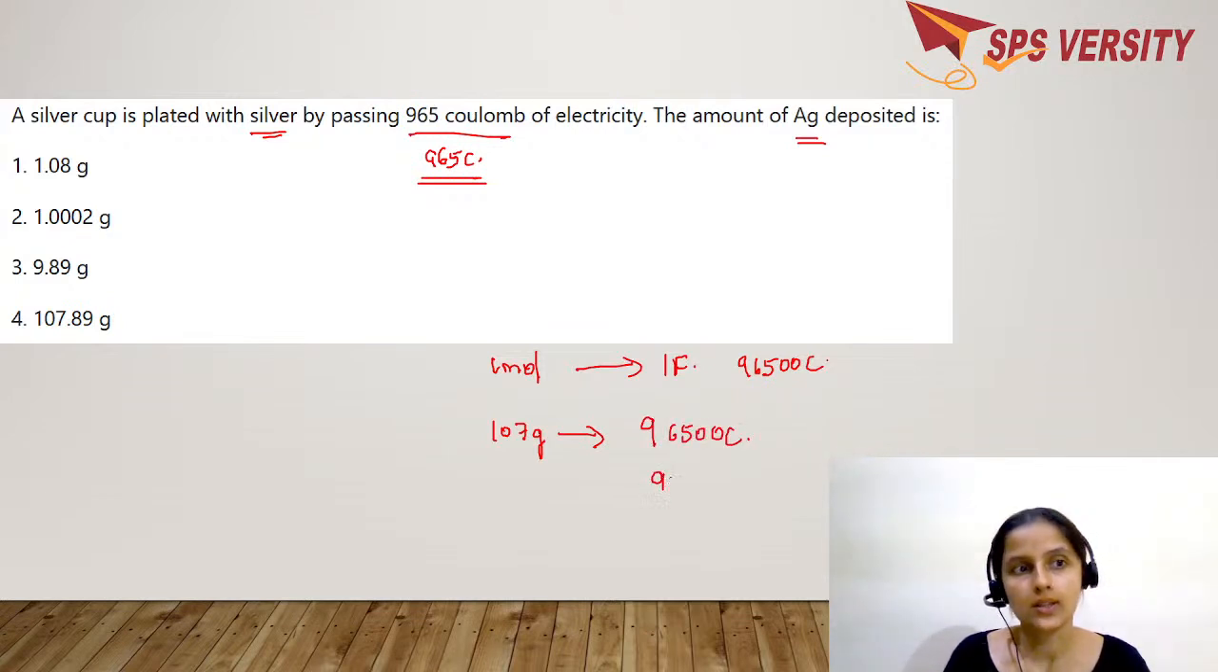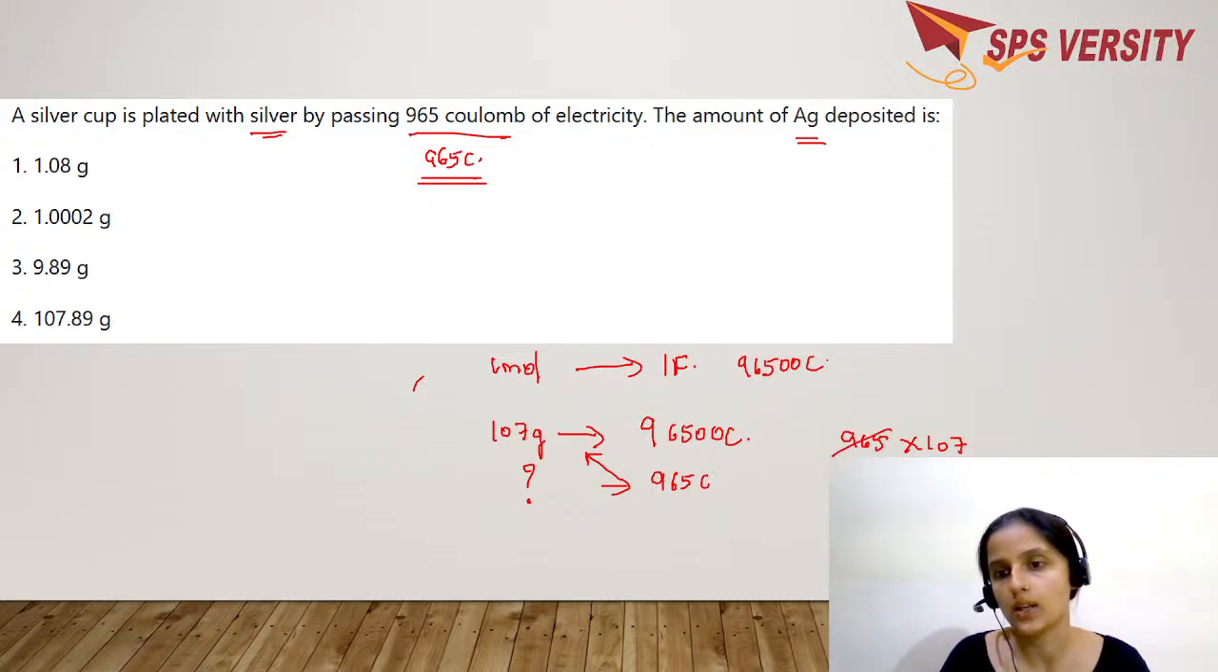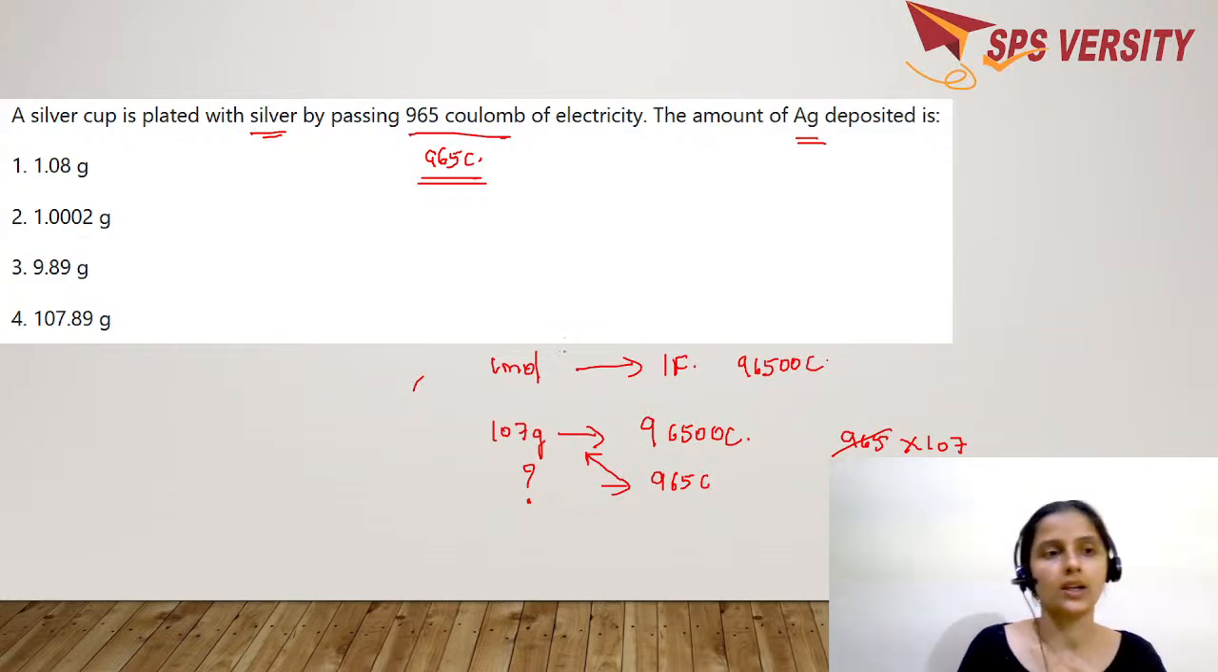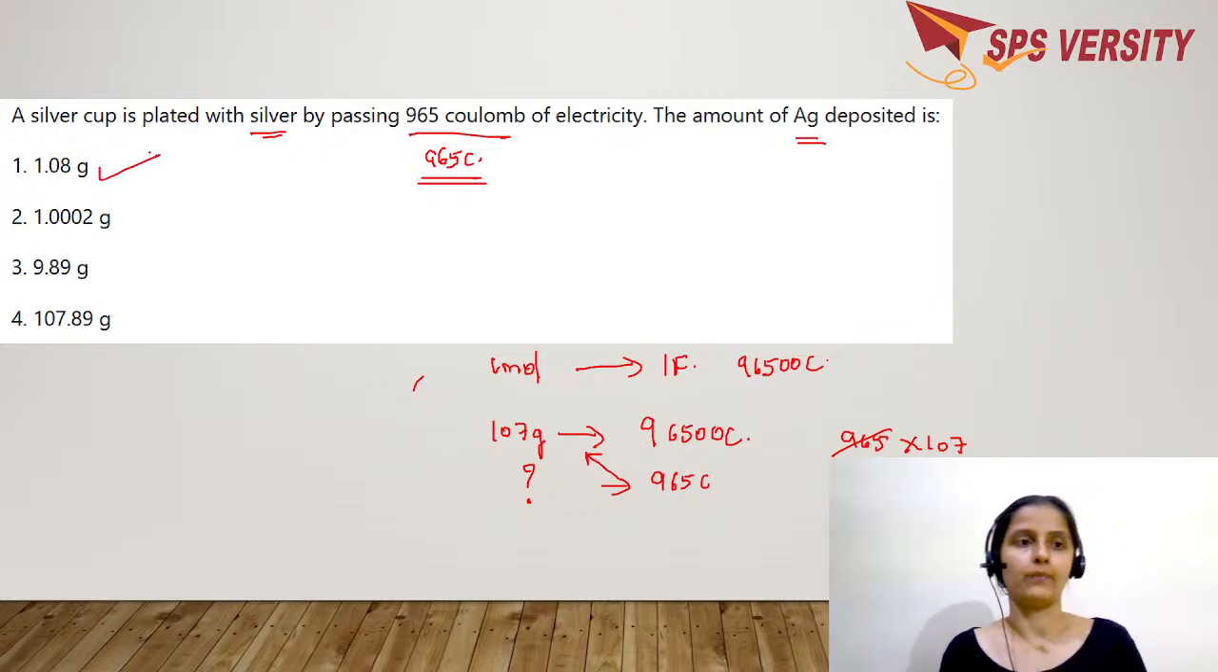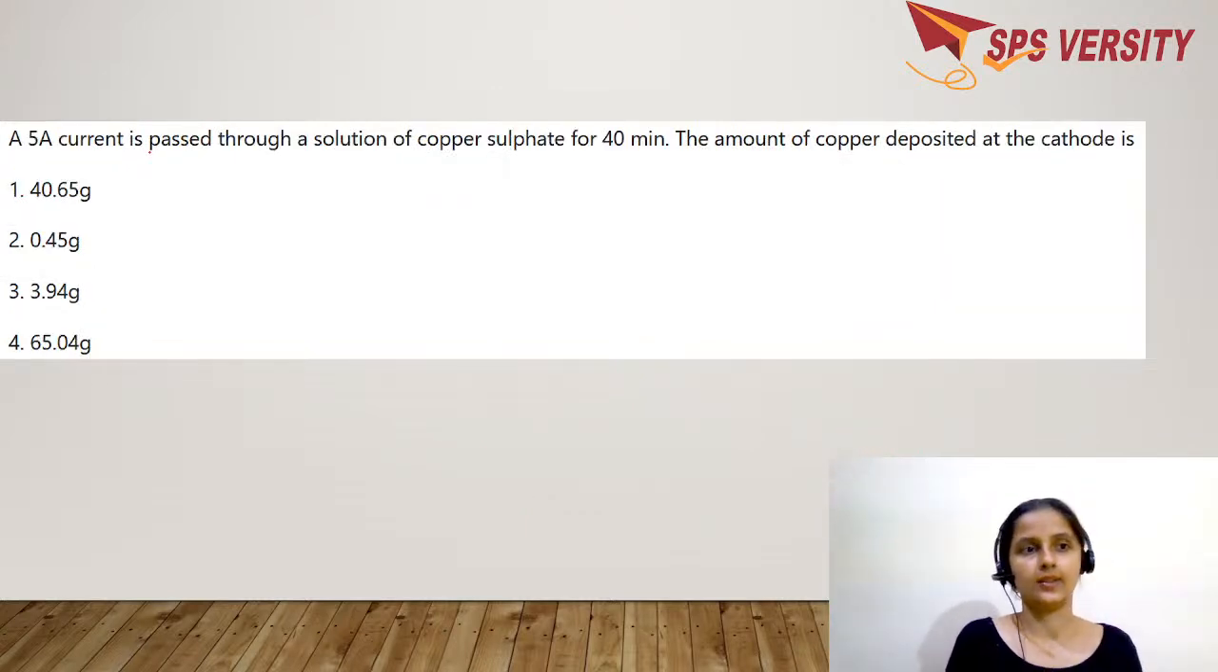If it is 965 coulombs, what is the mass which is discharged or deposited? So you cross multiply it: 965 times 107 divided by 96,500. So it becomes almost 1.07. The correct answer, which is nearest to that, is 1.08 gram. Option 1 is the right answer.